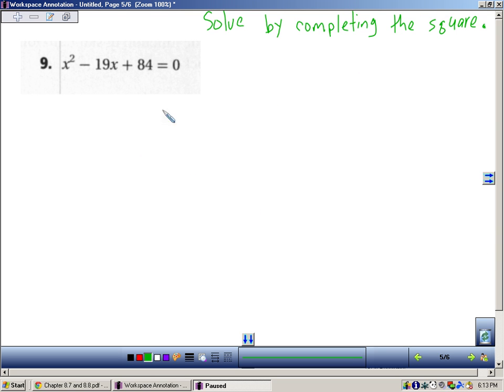Okay, solve by completing the square. So we're going to solve this by completing the square. The first technique, remember, is to isolate the first 2 terms of your quadratic equation. It's written in standard form, and so x squared minus 19x must be isolated, so we have to take the 84 that's being added on the left side and now subtract it. So by subtracting that, we end up with this.